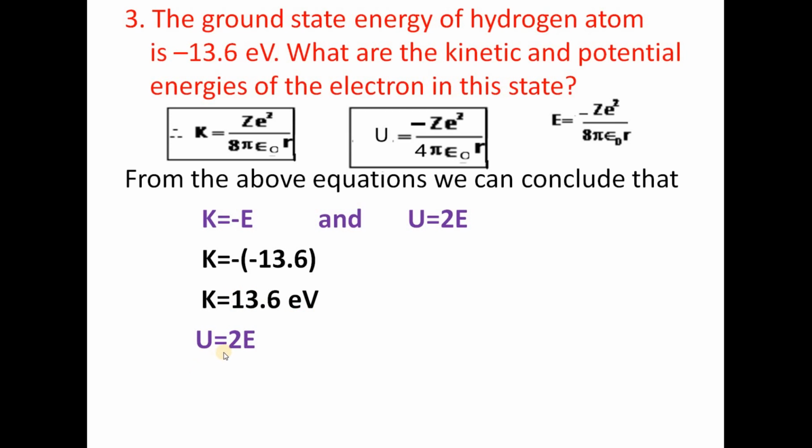Now as you know, potential energy is 2 times the total energy. So U equal to 2 times the total energy, minus 13.6, which is equal to minus 27.2 electron volt. Whatever is given is the total energy. Kinetic energy is 13.6 electron volt and potential energy is minus 27.2 electron volt.